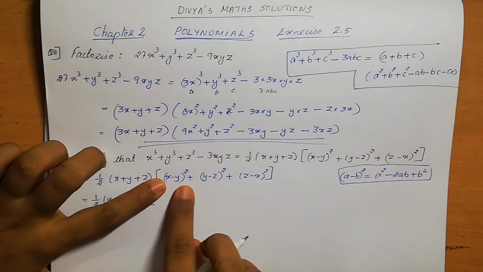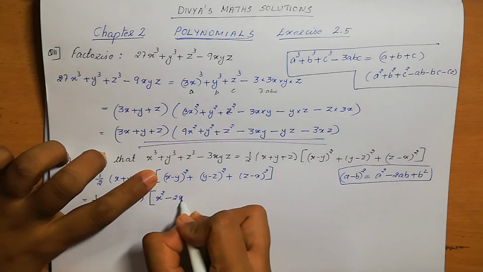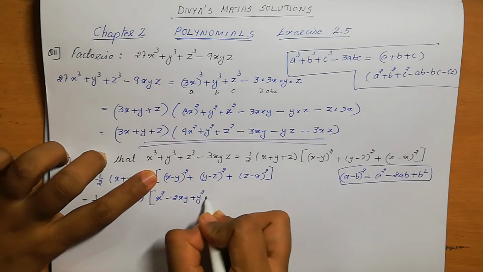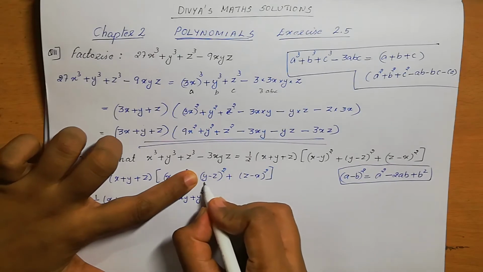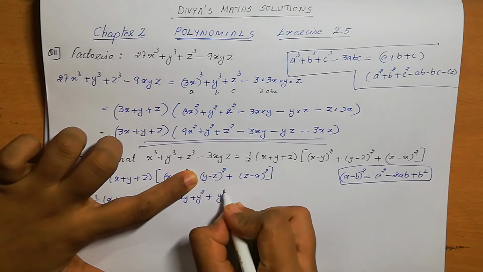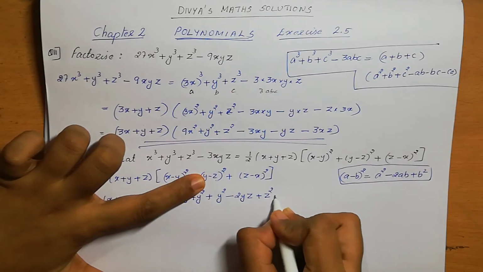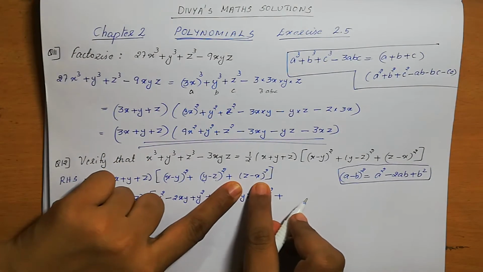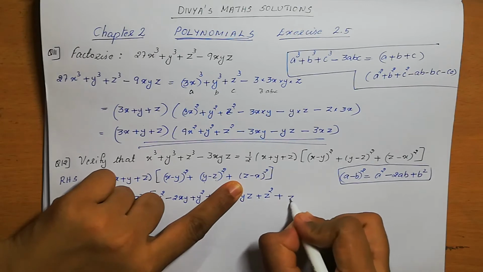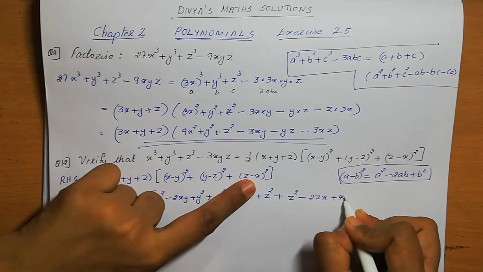Here a is x and b is y. That means x square minus 2ab, that means 2xy, plus y square. Next, this one, y minus z the whole square. So this is also in the form of a minus b the whole square. Here a is y and b is z. So y square minus 2yz plus z square, that is over. Next, z minus x the whole square. So z is a and b is, sorry, x. So z square minus 2zx plus x square.